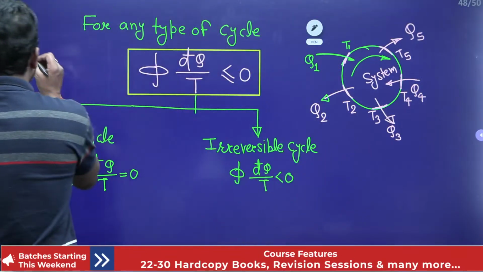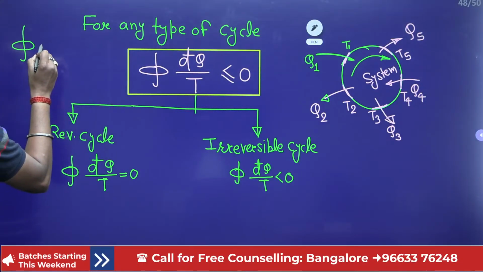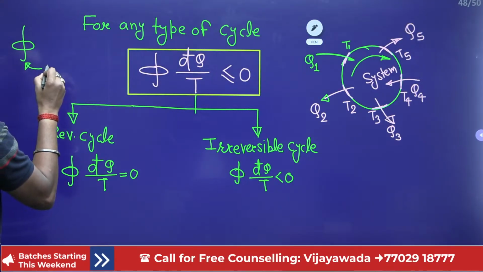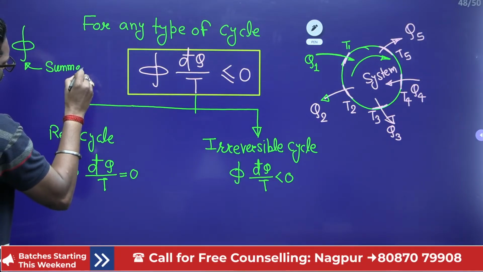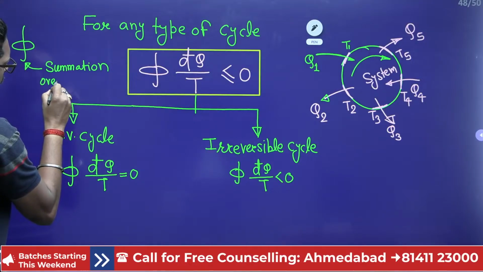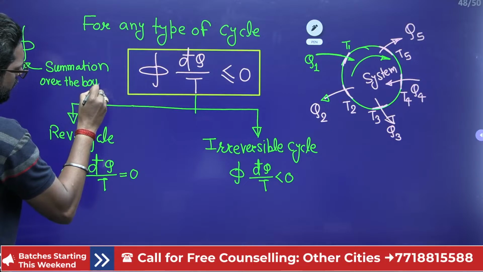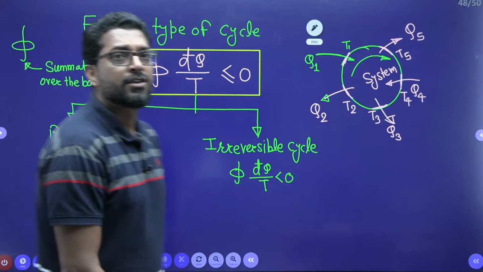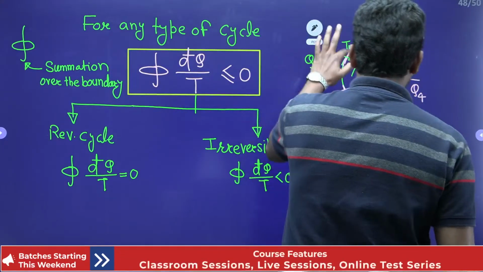So if we add all the heat transfer, what does the integration through a cycle mean? It means the summation over the boundary. This indicates the summation over the boundary. So this is our boundary.